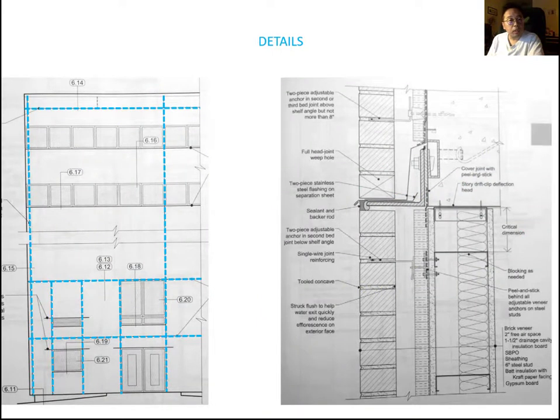Now we talk about the detail part. So you can see a very typical brick design building here. The blue one, we can see the expansion joint line here. You can see the expansion joint.